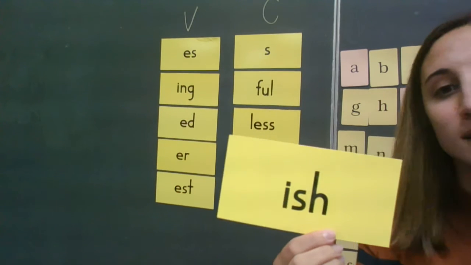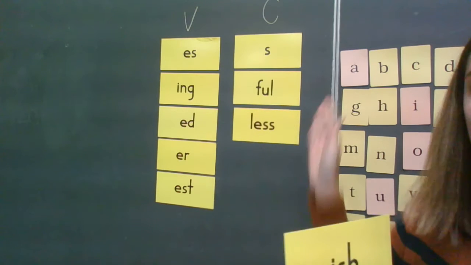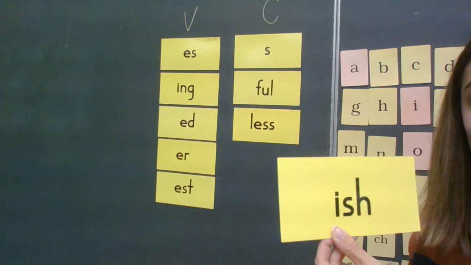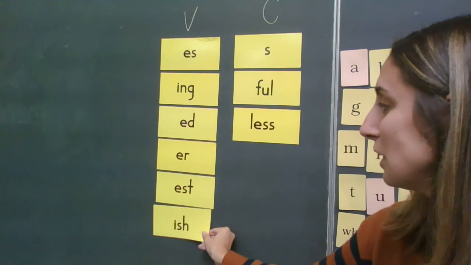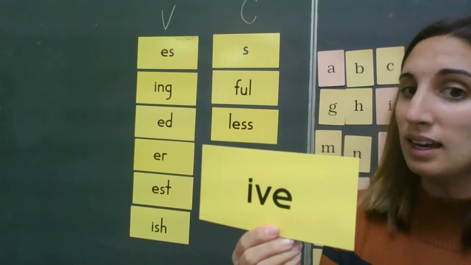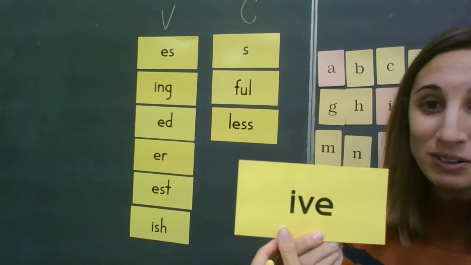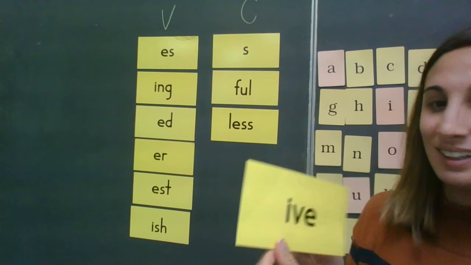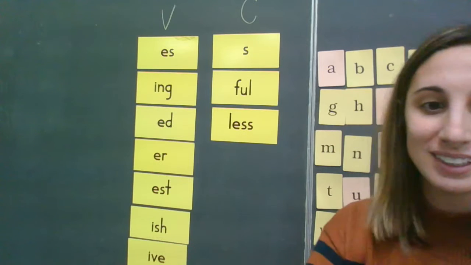Okay, this suffix is ish. Say it. Ish. Which column does it belong in? It starts with an I. Right, the vowel column. Very good. Okay, this one is ive. Say it. Where does it belong? Vowel or consonant side? Right, it starts with an I. It's another vowel one. Great work.